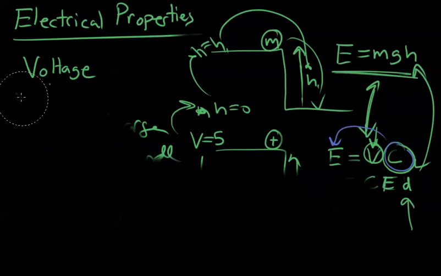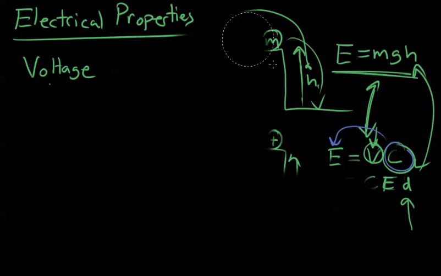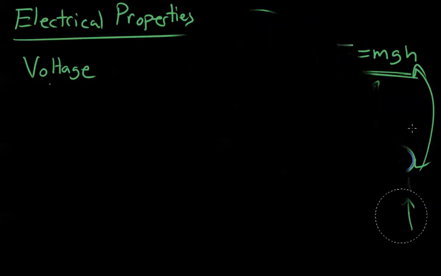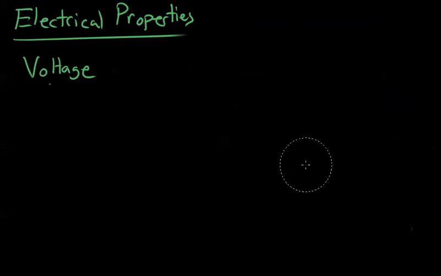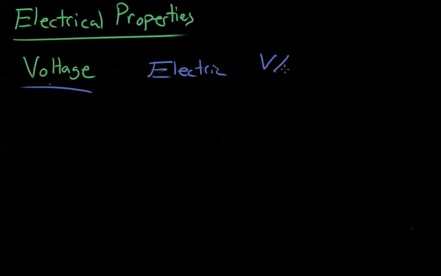So voltage does describe the energy, but it's the energy per unit charge. And with the amount of charge you have, with that knowledge, you can determine the energy. So the other term I just introduced without explaining is the electric field. The units of electric field are volts per meter. So the electric field is similar to the gravitational field that we use in regular mechanics.